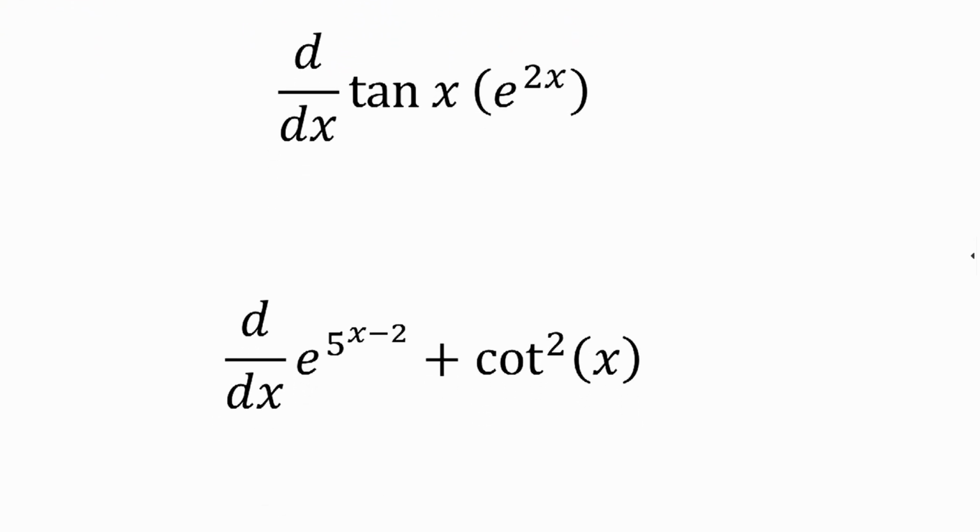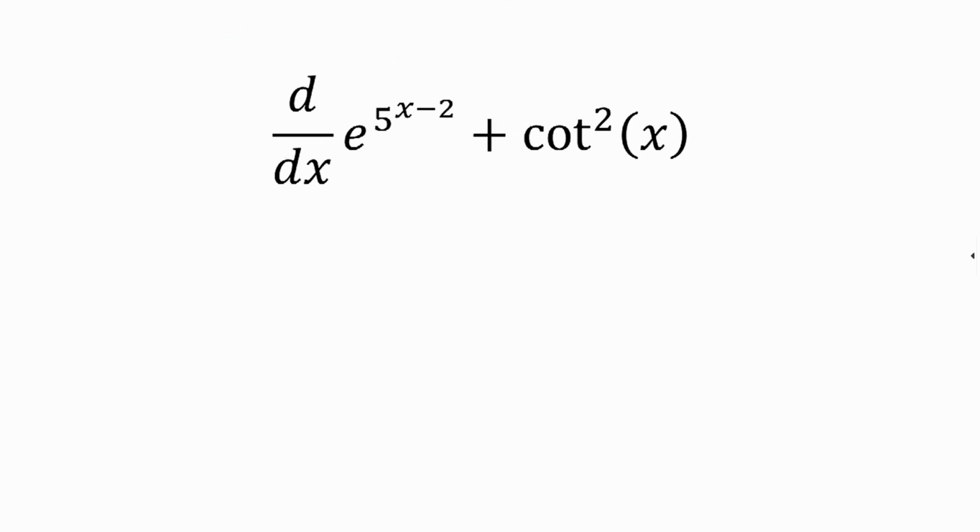Alright, derivative of tan x e to the 2x, just a product rule problem here. Take the derivative of the first guy, tan x, which is just secant squared x, tag on that e to the 2x, add it, take the derivative of the second person, 2e to the 2x, tag on that tan x, and you're good to go. Okay?